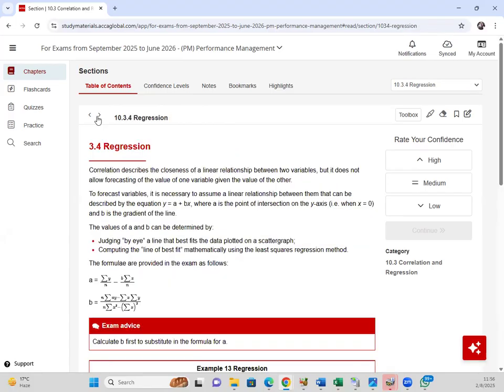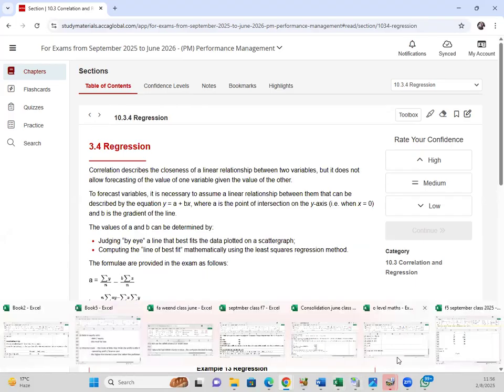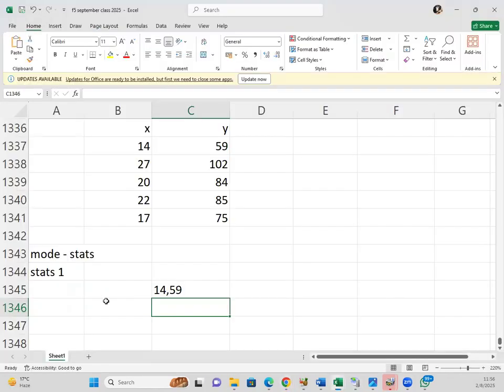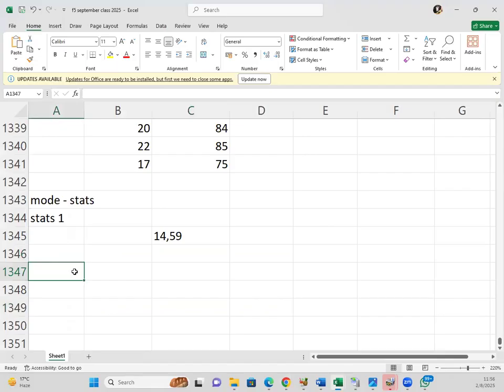Now let's go to regression. The problem with correlation is that it just measures the relationship between two variables, but it's not that useful in predicting the next outcome. It can show us that there is a relationship, a strong positive relationship or a strong negative relationship, but it's not the best for determining the possible outcome in the future. So if we want to predict what is going to take place, we can make use of regression.